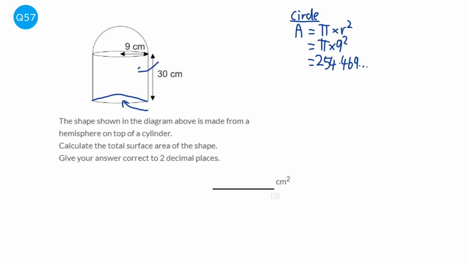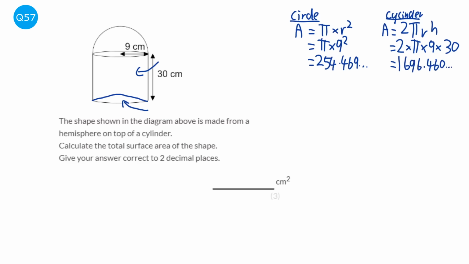Next bit is the curved bit of the cylinder. So we're going to do the cylinder next. And it's just the curved bit, and the formula for that is 2 pi RH. So 2 times pi times the radius, which is 9, times the height, which is 30. And that will give us 1696.460, blah, blah, blah.